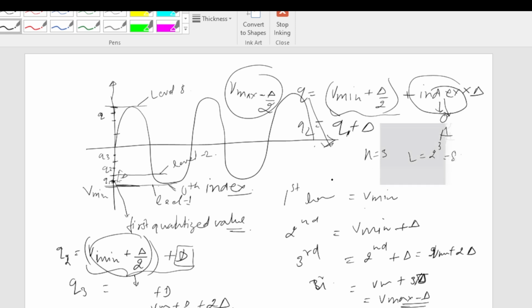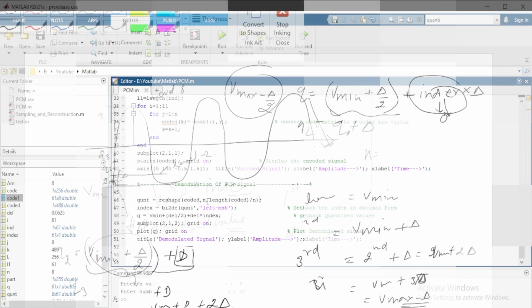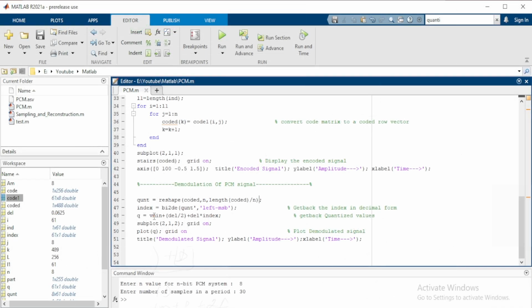So let's again go to the MATLAB code. Here you can see a similar thing: V minimum plus delta by 2 is the first quantized value, and delta into index. If the index is 0, this is the first, if the index is 1, this is the second, third, fourth, we can get the quantized value reverse back. Again we have plotted the Q for our demodulated signal. So let's run this program.